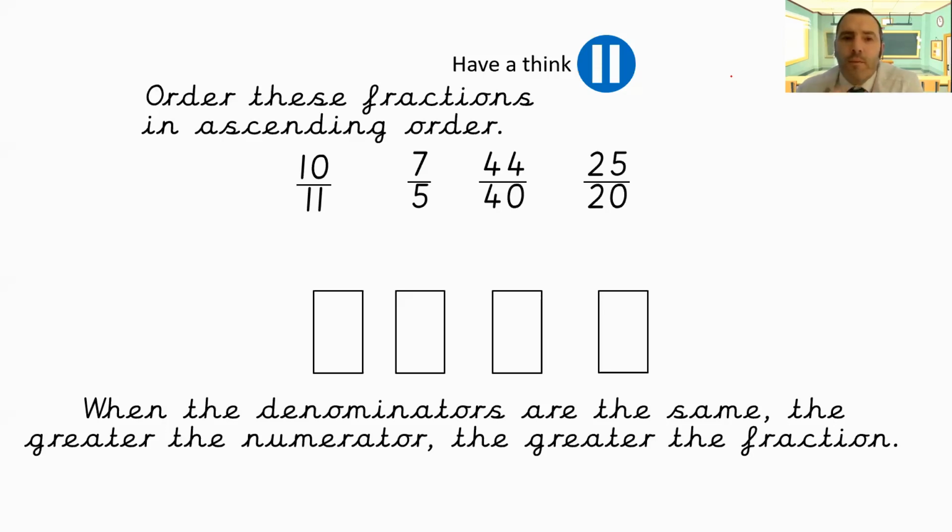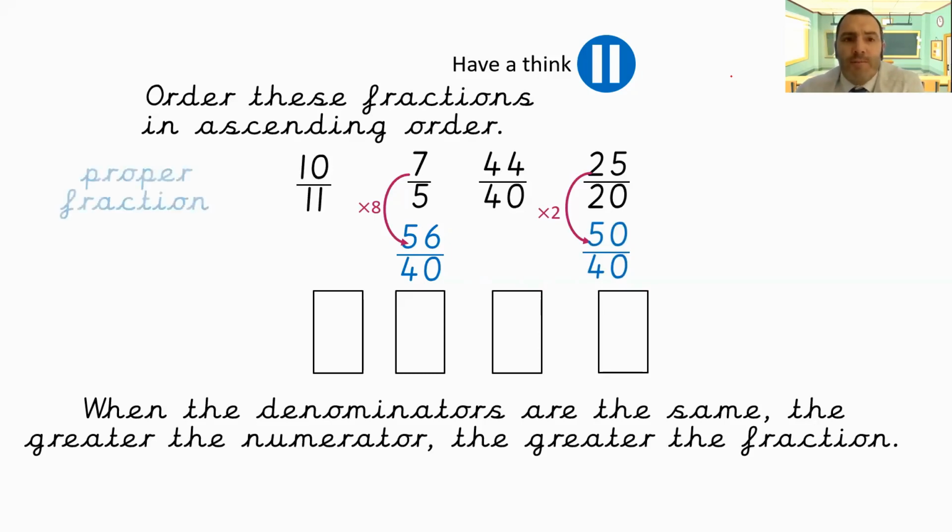How did we get on with that? So what we need to do, going to make things to 40. So 5 times 8 is 40. 7/8 makes 56. And double this one here. So 25 times 2 is 50. And we've got our new denominator on the bottom there of 40. Now we've got 10/11ths left over. So we need to have a look at how we're going to deal with this.